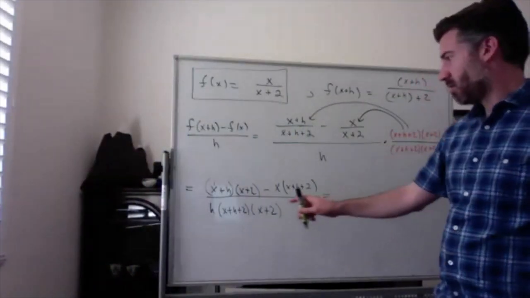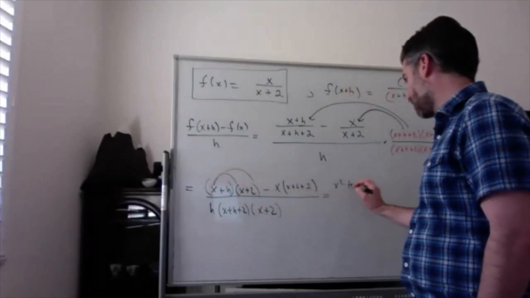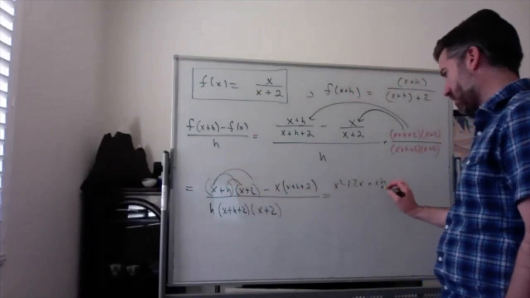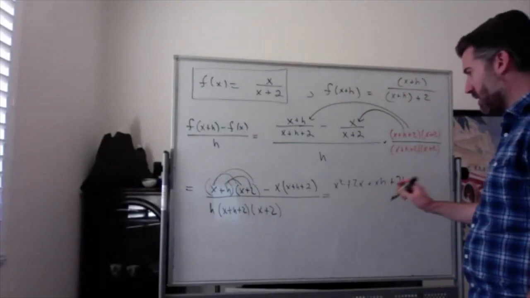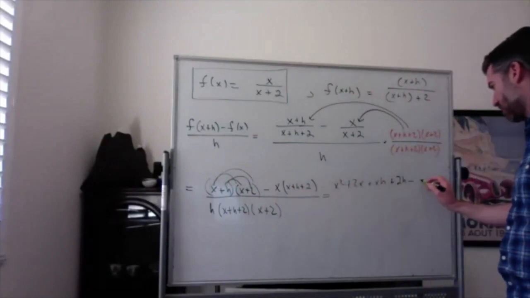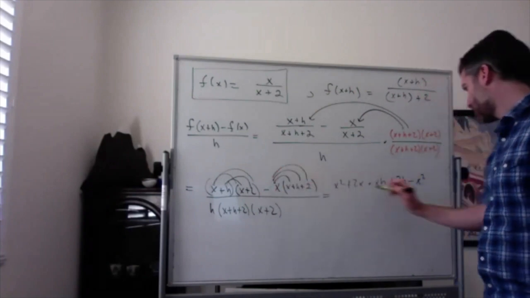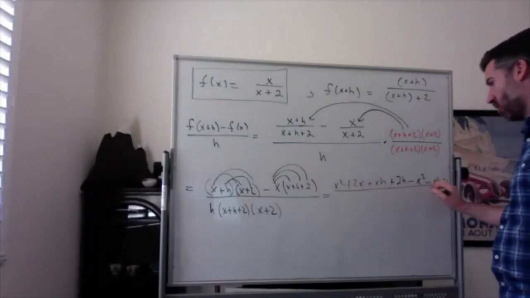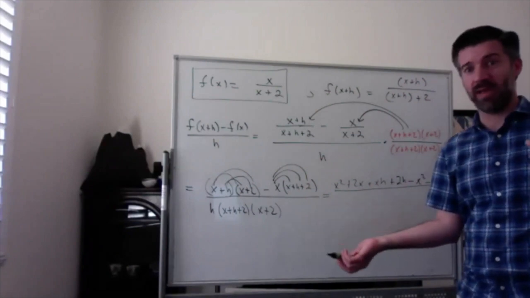Great. So, multiplying this out, I get x times x is x squared. x times 2 is 2x. x times h is xh or hx, either way. h times 2 is 2h. Minus, and then it's x times each of these things, so it's x squared, xh, and 2x. All over, I don't want to multiply at the bottom. There's nothing really to be gained by multiplying at the bottom.